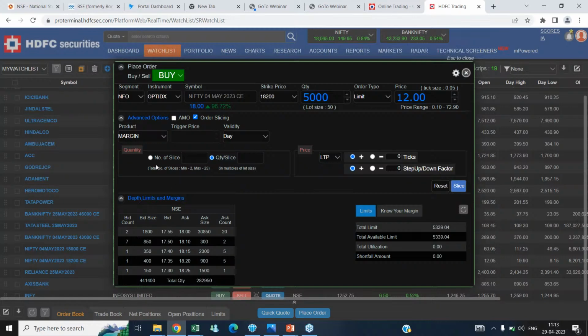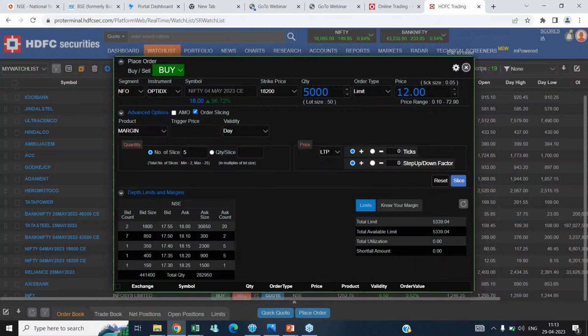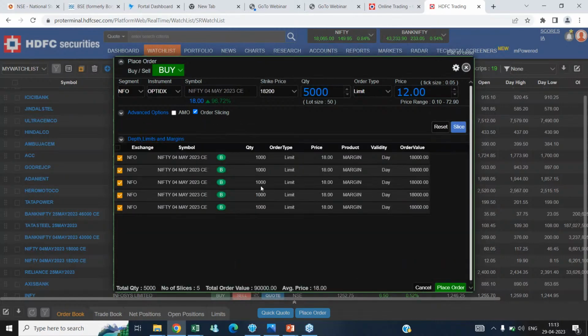So let us understand with both these examples. Suppose you give 5 orders, number of slices should be 5. So the 5,000 shares would be divided into 5 particular orders, that is 1,000 shares each, and that will go into the exchange. Once you click on slice, you will be able to see that these 5,000 shares are divided into 5 orders. So it comes to 1,000 shares per order.